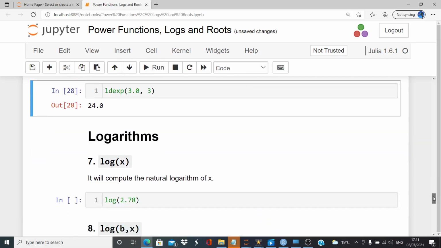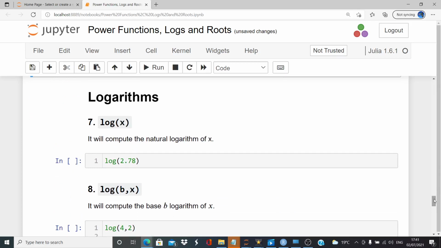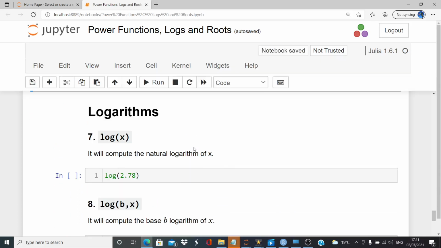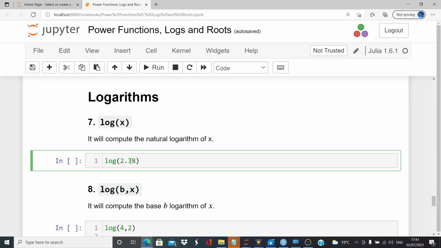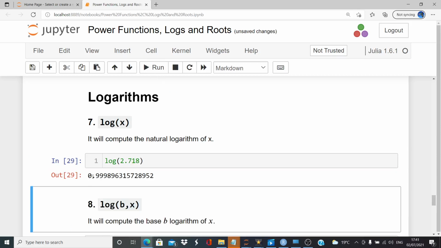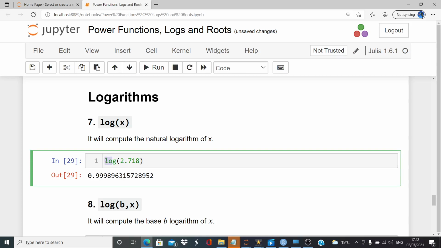Now, logarithms. So log of x computes the natural log of x. We have log of 2.718. We get a value close to 1 because that is Euler's constant, or close enough to it, 2.718. And if we get the log of that, we get 1. So that's just demonstrating it's a natural log. I picked that number to emphasize that it is the natural log and how to check it yourself.